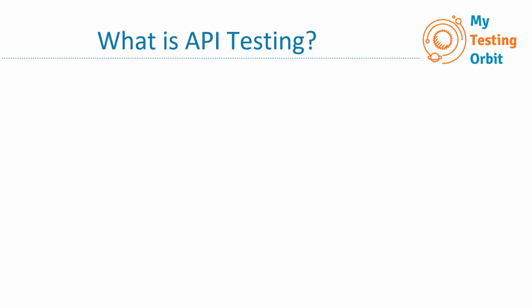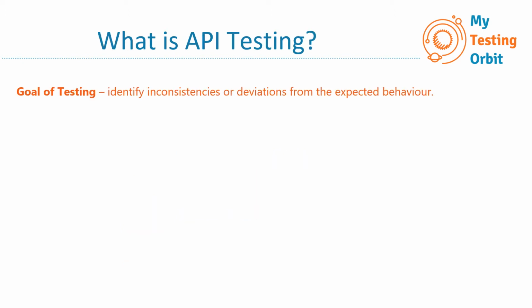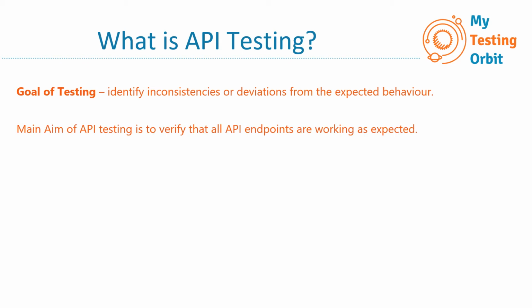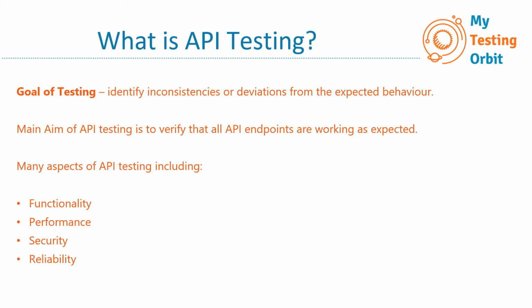Let's start with what API testing is. If we think of the goal of testing in general, what we do in testing is identify inconsistencies or deviations from the expected behavior. Similarly, the main aim of API testing is to verify that all API endpoints are working as expected. So API testing is done when an application interacts with an API. There are many aspects of API testing, including functionality, performance, security, and reliability.